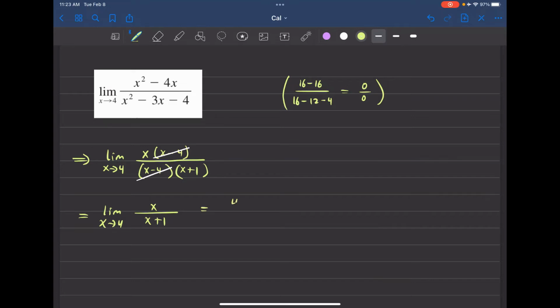So that gives me 4 over 4 plus 1, which would give us 4 over 5. So that will be the limit of this problem. So again, you see how if you get a statement like 0 over 0 for these limit problems, try to simplify it by factoring, and or sometimes you might be able to simplify by using conjugate. So that's what we're going to talk about next.